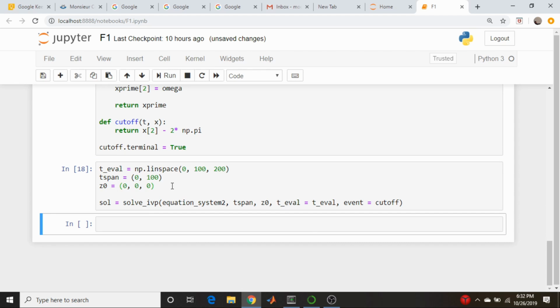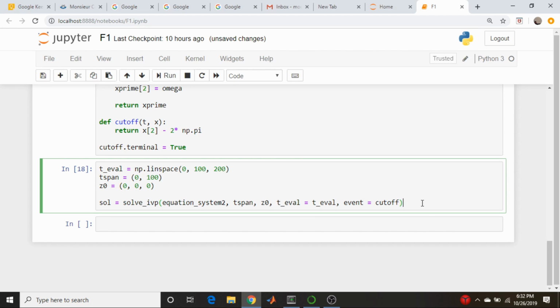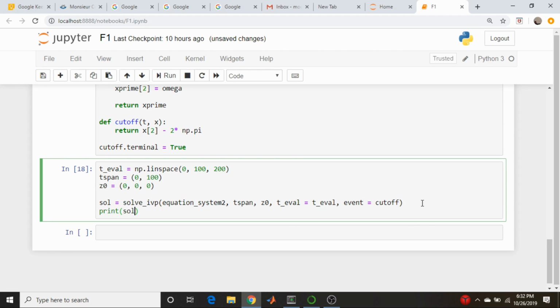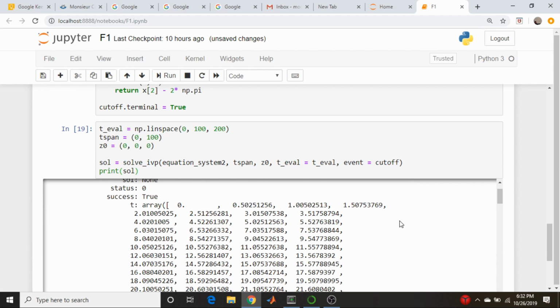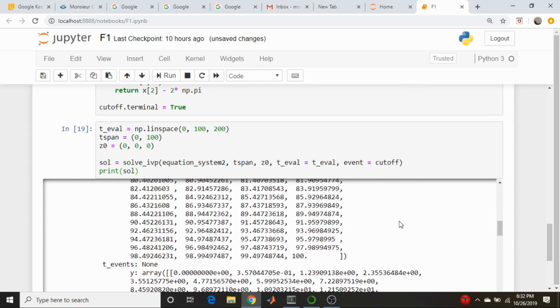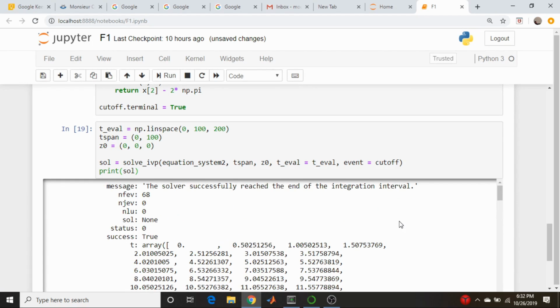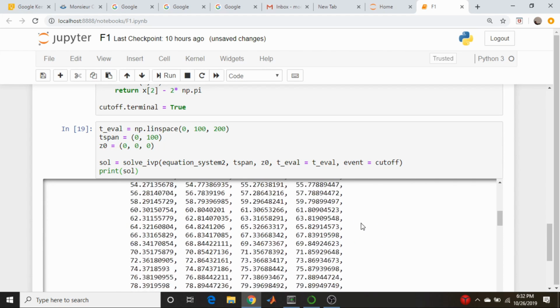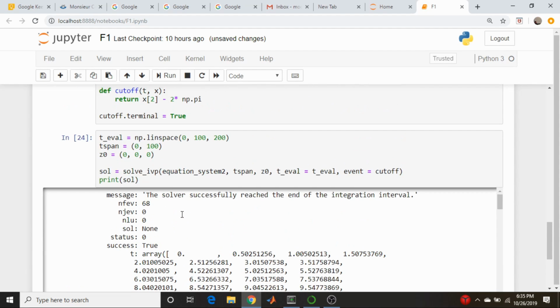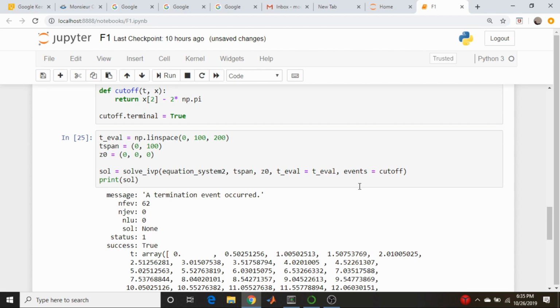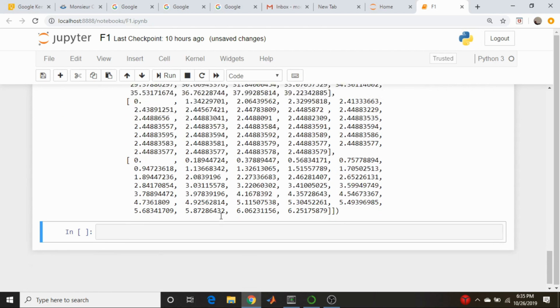So now let's print out the solutions and see what we get here. Let's go back up here. Print sol. So here we go. Success true. Our time values. We don't hit our event. It took me a moment to track down the issue here. This needs to be events, not event. Go. So now hopefully we have a t event. And it looks like we do.